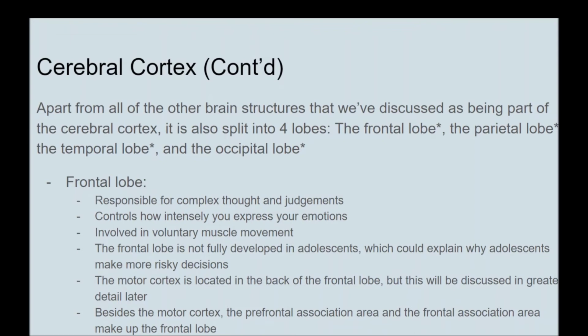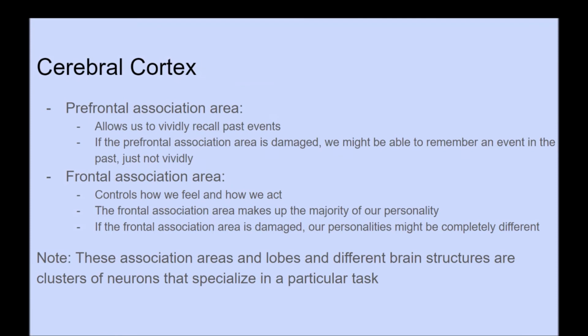The motor cortex is located in the back of the frontal lobe, but this will be discussed in greater detail later. Besides the motor cortex, the prefrontal association area and the frontal association area make up the frontal lobe. The prefrontal association area allows us to vividly recall past events. If the prefrontal association area is damaged, we might be able to remember an event in the past, just not vividly. The frontal association controls how we feel and how we act.